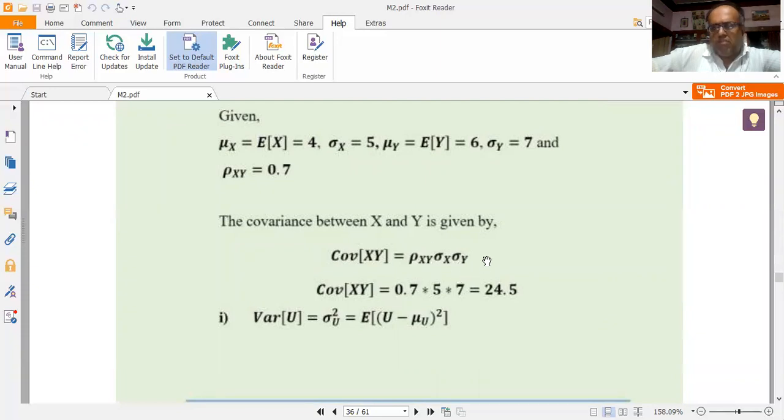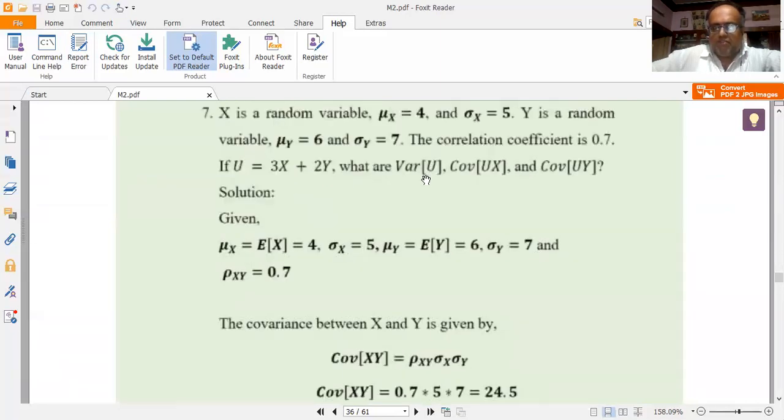In the previous videos, I had derived that the correlation coefficient is given by covariance of xy divided by sigma x into sigma y. So solve for covariance of xy. Covariance of xy is given by rho xy into sigma x into sigma y. So substitute the corresponding values: 0.7 into 5 into 7, I get 24.5.